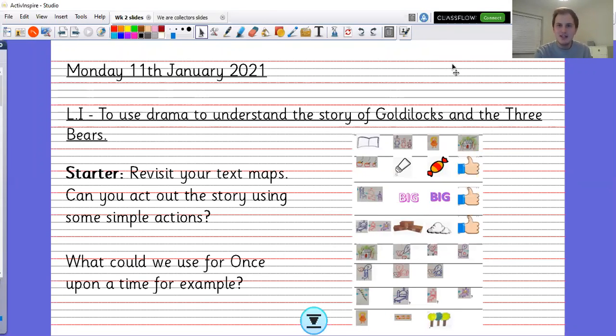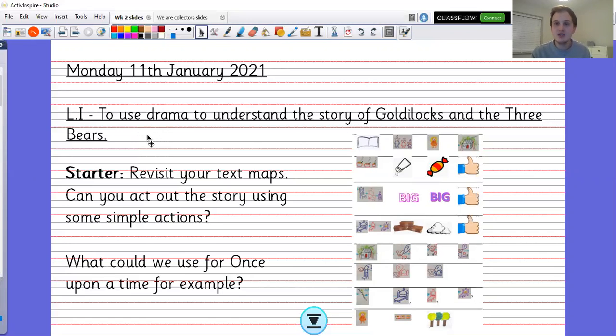So it says, our learning intention is to use drama to understand the story of Goldilocks and the Three Bears. So we're going to be using drama. That's our key word today. So have a little think about what that might mean. And we're going to go through that in our discussion question next. But first, let's start with our English starter.